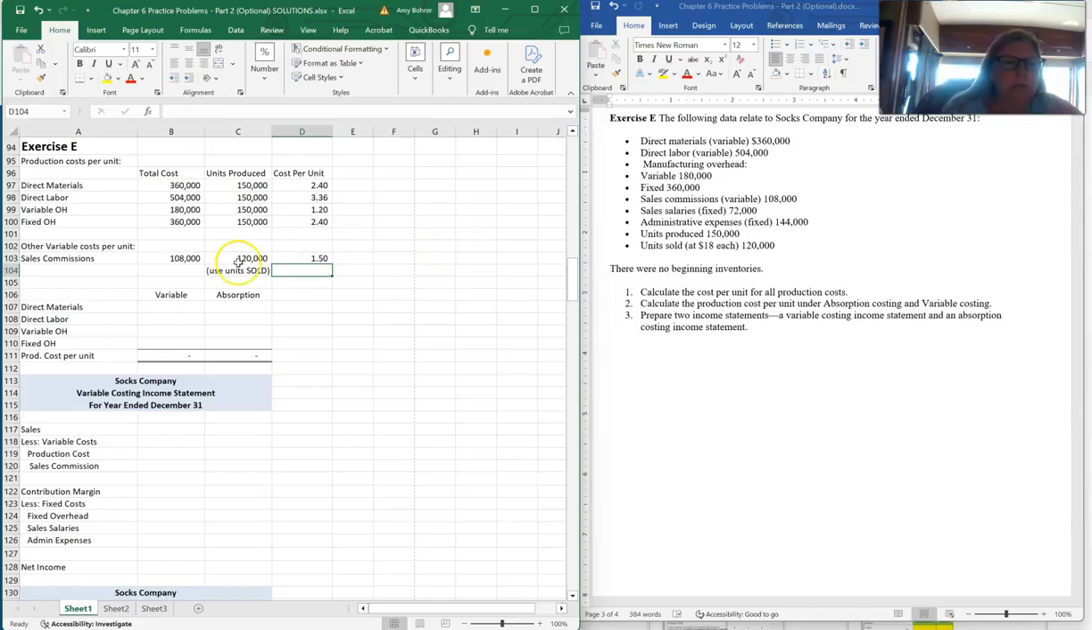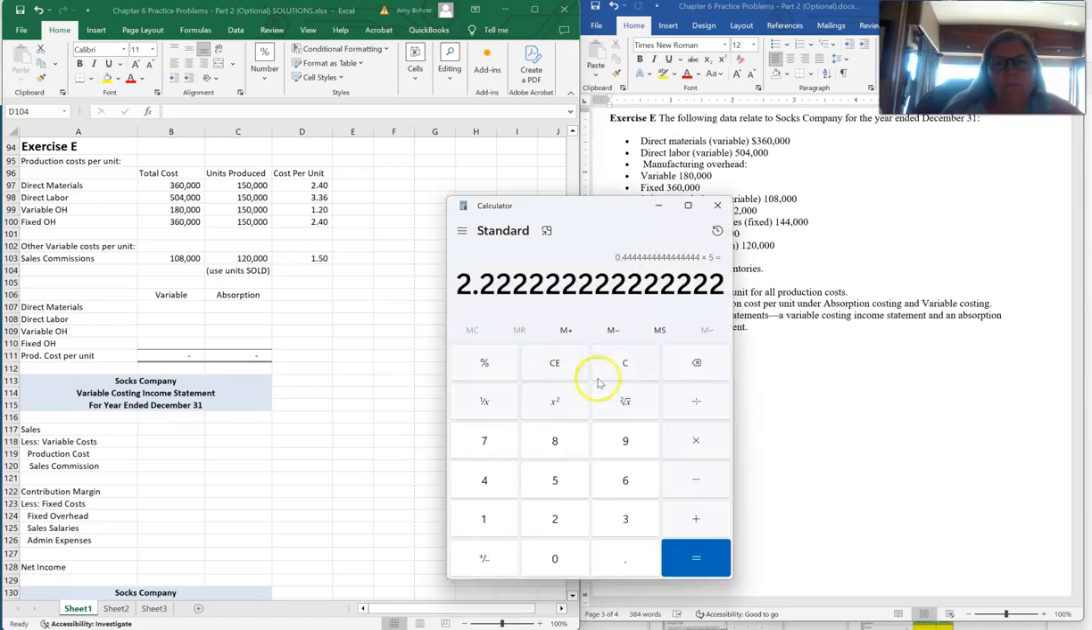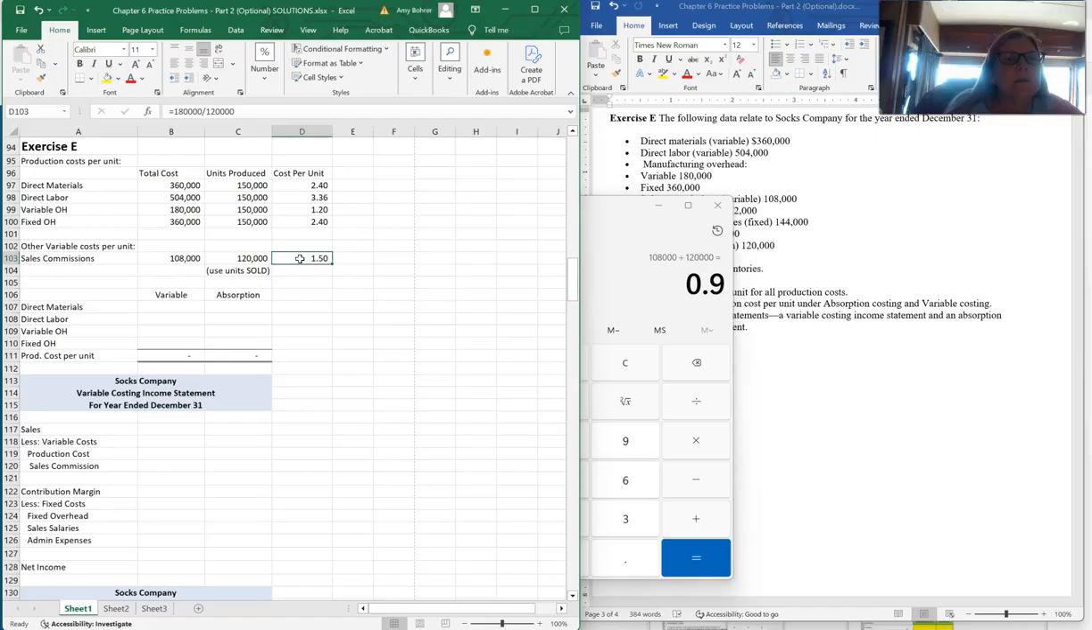Oops. Is that right? 108 divided by 120. It's 90 cents. I don't know why. Let me just do it like this. Oh, because I put 180 instead of 108. That's why it was giving me the wrong number. Okay, that's right now. 90 cents per unit.